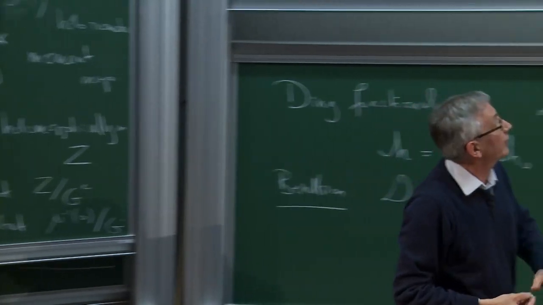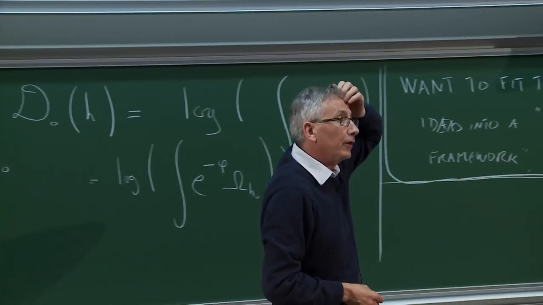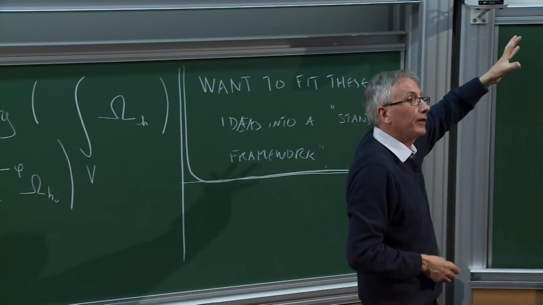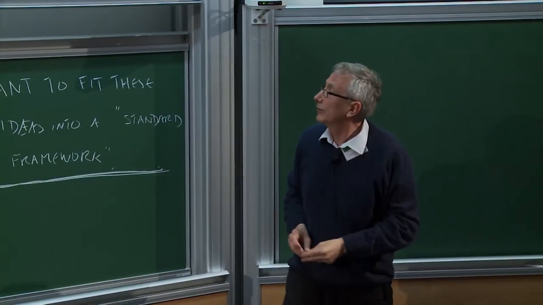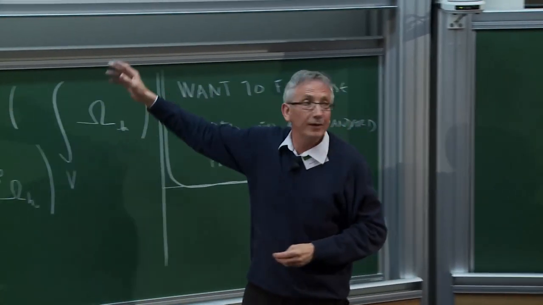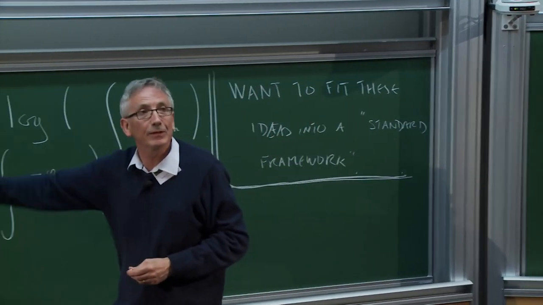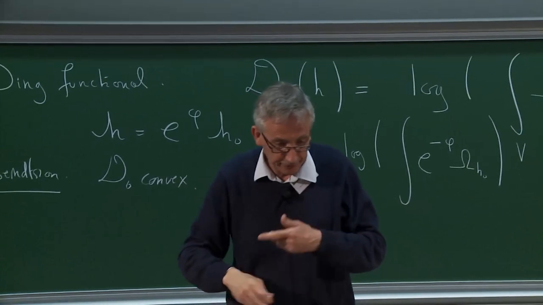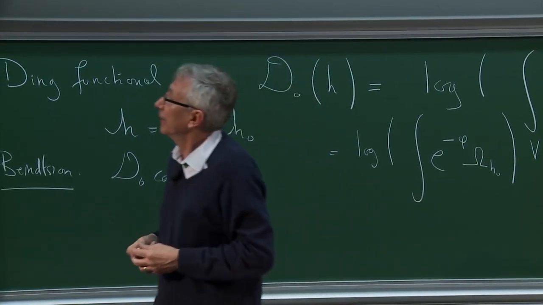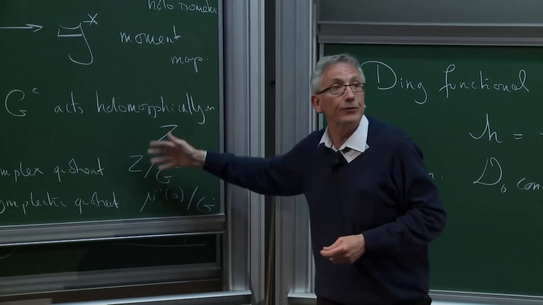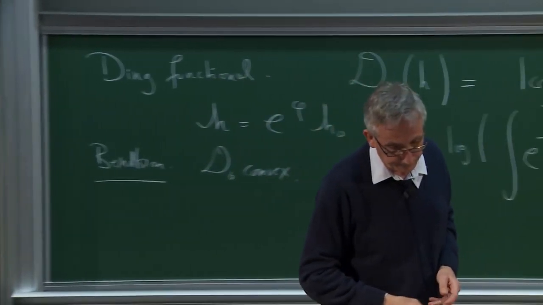We'd like to fix these ideas into a situation where we have a group acting and a moment map, and such that the equation we're trying to solve is the equation that the moment map is equal to zero. Let's leave it at that. One sort of understands, at least conceptually, how that is related to notions of stability and so forth.